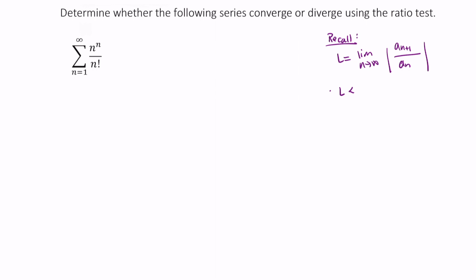If we have L less than 1, then the series converges absolutely. If L is greater than 1, the series diverges. And if L equals 1, the test is inconclusive.